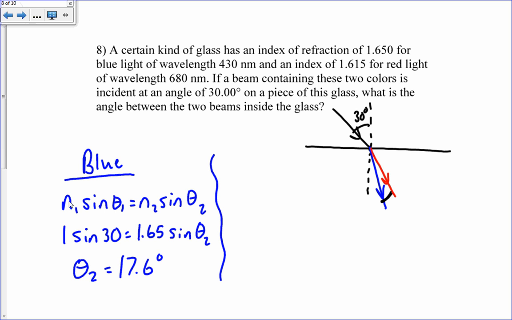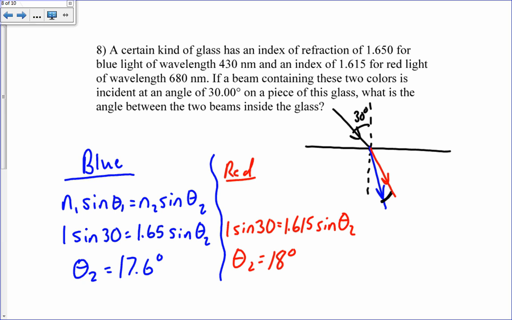And then for red light, I have a similar thing. 1 sine of 30 equals 1.615 sine of theta 2. Solve for theta 2, and I get 18 degrees. So this angle, which I'm going to call delta theta, the difference between those two, is 0.4 degrees, a small but measurable angle.